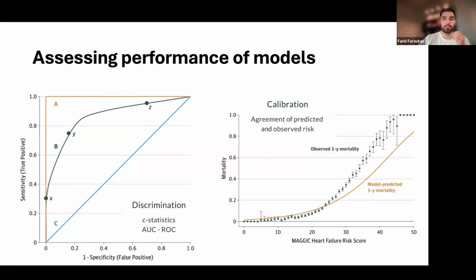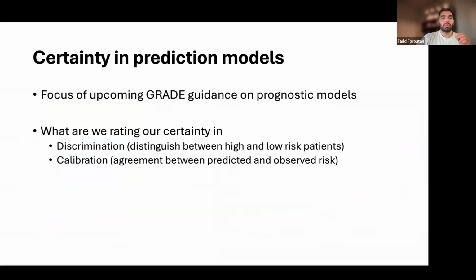Okay, so with regards to certainty and prediction models, we're currently developing GRADE guidance on how you assess your certainty in the performance of these prognostic models that you're going to come across in a body of validation studies. What we're rating our certainty in is the discrimination statistic that we see, which was the graph on the left-hand side of the previous slide, and also calibration, which was the concept on the right-hand side of the previous slide. And we're going to have to do our GRADE assessment in each of these separately.